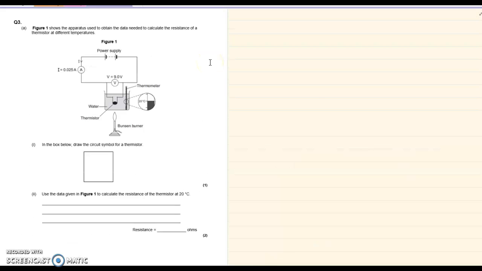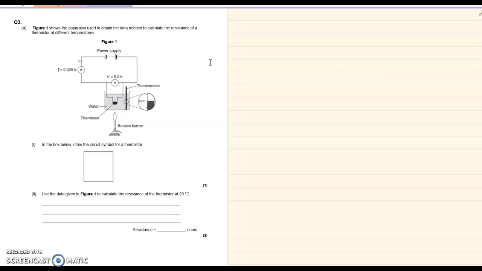Now there's going to be 2 more questions for you to have a go at as a follow-up to this assessment. Look at this diagram here. We've got a power supply, a battery, current flowing. We've got a value for the current. We've got a voltmeter which is connected in parallel across this thermistor, and the thermistor is sitting in some water that's being warmed up. We should recall the diagram for a thermistor and be able to draw it.